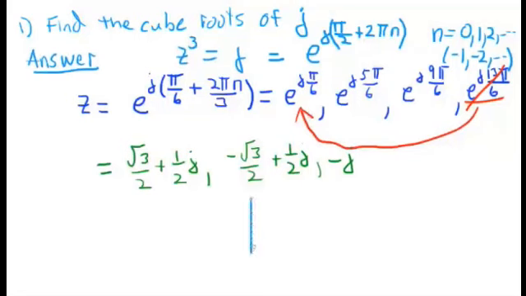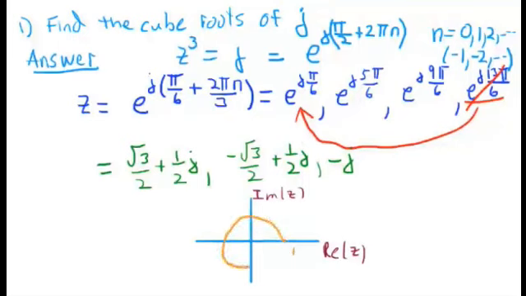Let's finish by plotting these points in the complex plane. So I'll draw my plane here. As usual, I have my real axis and my imaginary axis. Now each of these roots has magnitude 1 because it's 1 times e to the j something. So I'm going to draw right here the unit circle of radius 1. Then I'm going to plot my three roots around the unit circle.